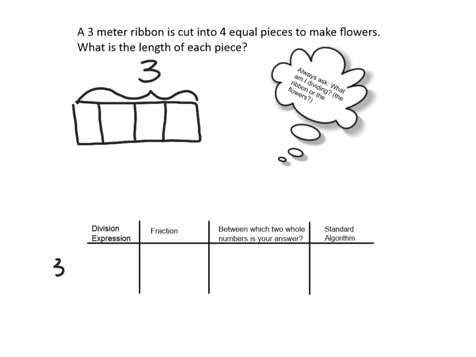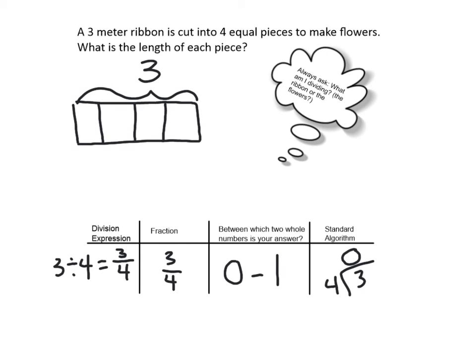Okay, so my division expression is 3 divided by 4. And I know that 3 divided by 4 is 3/4, or 3 over 4. So my fraction is 3/4. Between which 2 whole numbers is your answer? Well, 3/4 is less than 1, but greater than 0. So between 0 and 1. My standard algorithm is 3 divided by 4. 4 goes into 3 0 times. 0 times 4 is 0. I subtract and get 3 left out of 4. So what is the length of each piece? Each piece is 3/4 meters long.